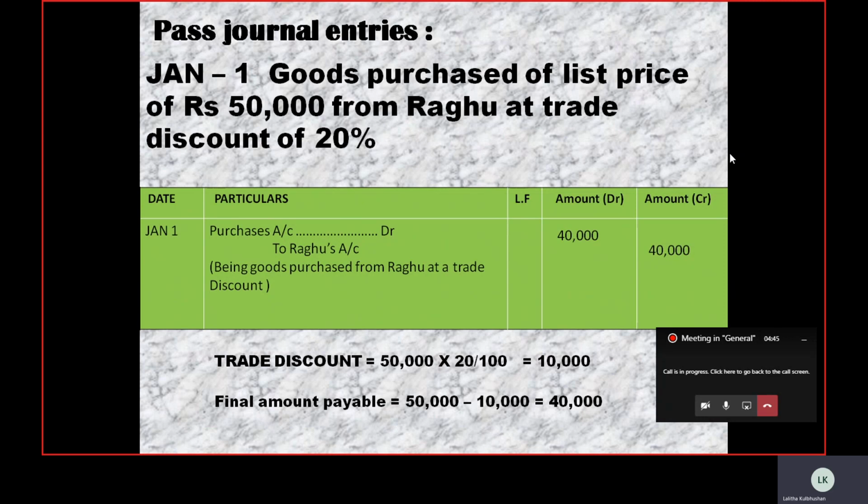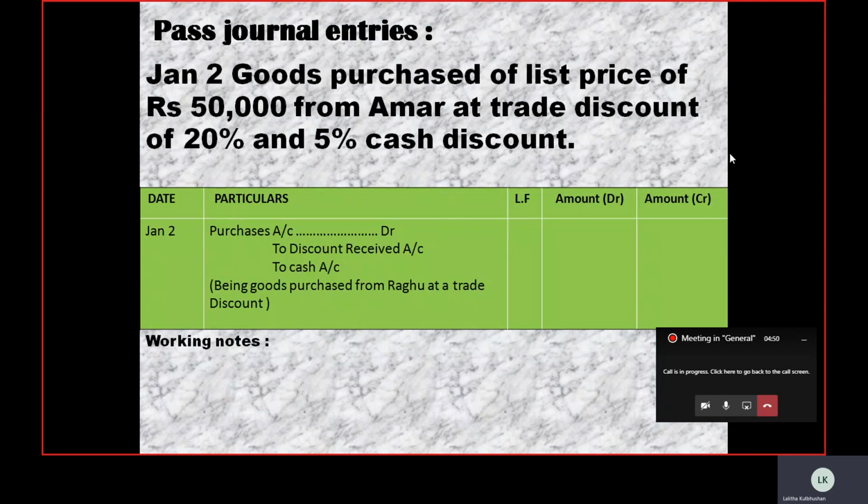Okay children, so this is how we deal with the case of the trade discount if it is given. Now the next, we will discuss what happens if the trade discount is given and, along with that, a cash discount is also given. In such a situation, how to deal with the transaction is what we are going to discuss next. The transaction says: goods purchased of list price of rupees 50,000 from Amar at trade discount of 20% and 5% cash discount. So children, in this particular transaction the name is given here, but the 5% cash discount is also being given.